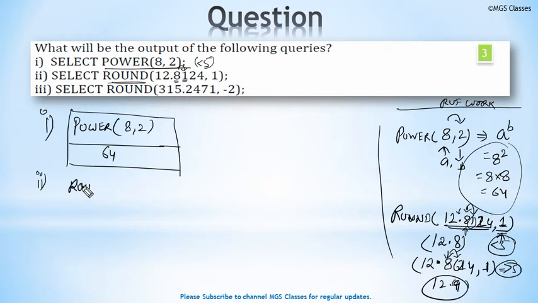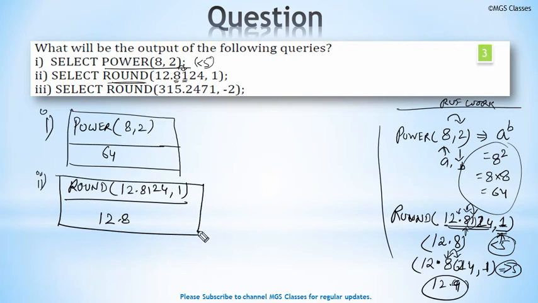So you can write the final output like this: round 12.8124 comma 1, and then you will write 12.8 here. Okay, like this you can write. Yes. And now the third question is select round and then 315.2471 minus 2. This time a negative number is given, so how can we solve this?